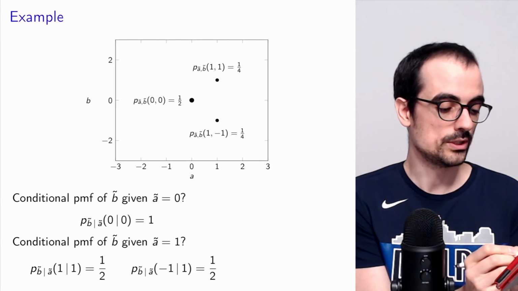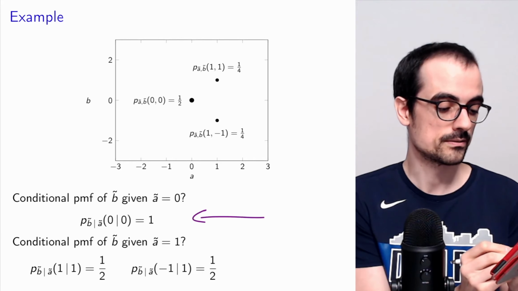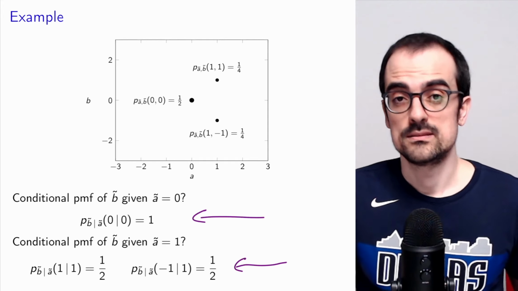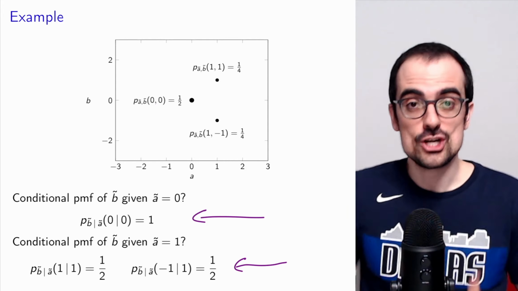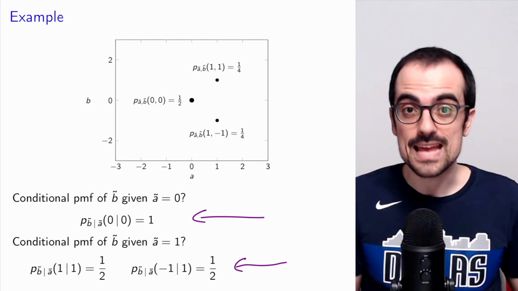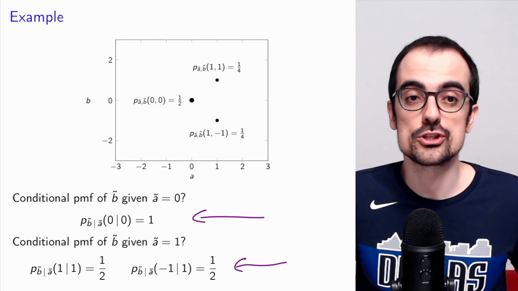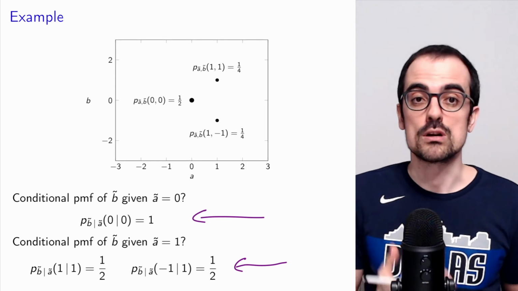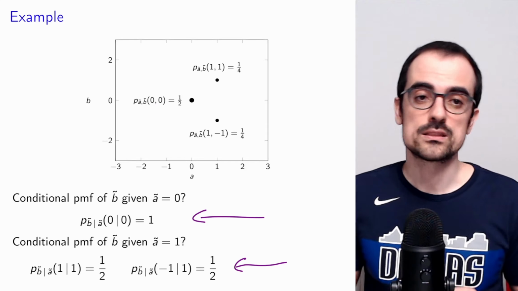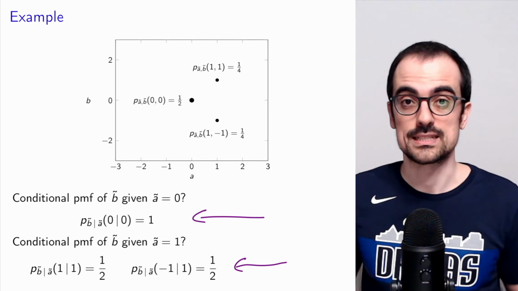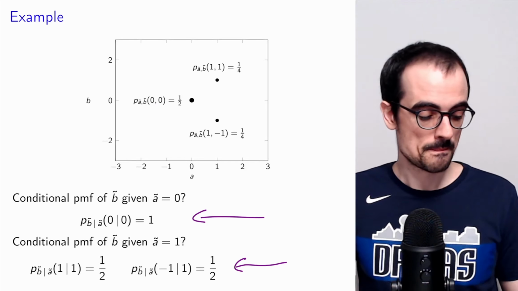Obviously, these two distributions are extremely different. So this means that clearly A and B are not independent, because when we change A, we completely change the distribution of B. However, they are uncorrelated. So this shows you that uncorrelation does not necessarily imply independence.